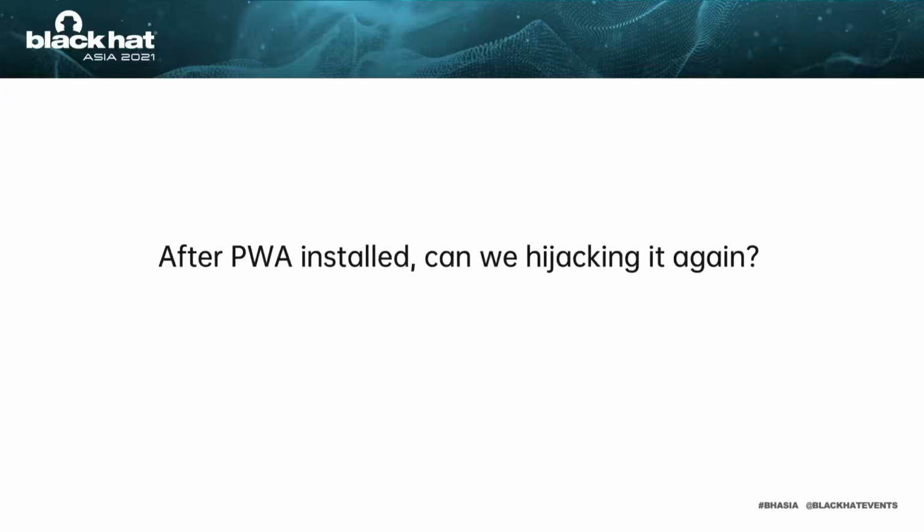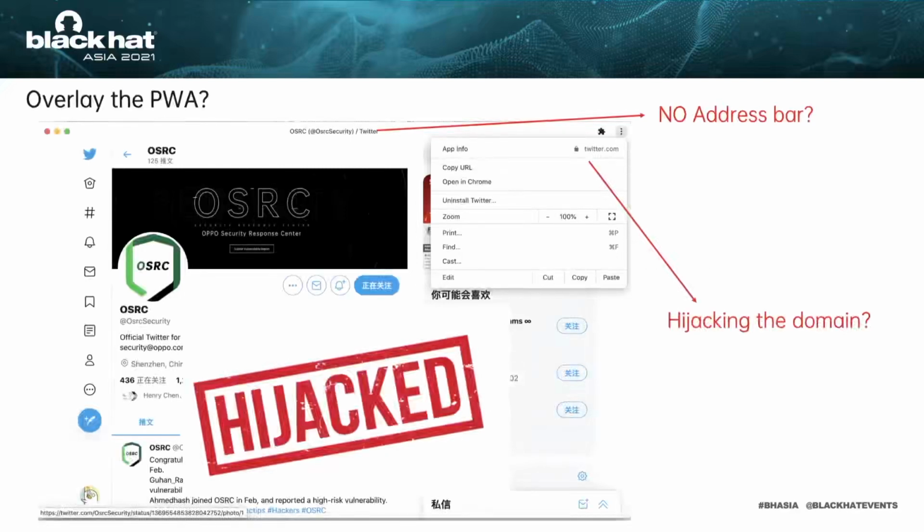After the PWA app is installed, can we hijack it again? The answer is yes. As this slide shows, an installed PWA app has a narrow address bar and will show the app domain in the app info widget. Can we overlay the information of the app info widget or pull out the address bar, but show a wrong domain?